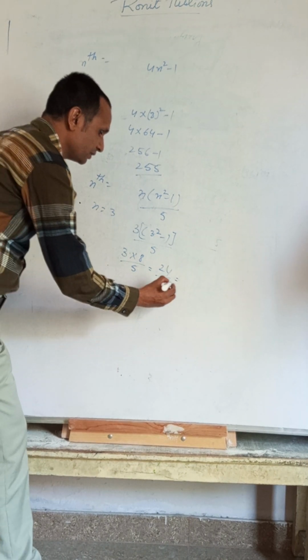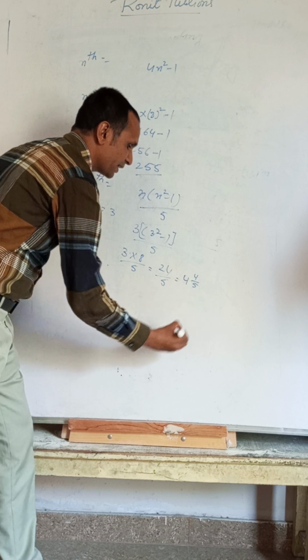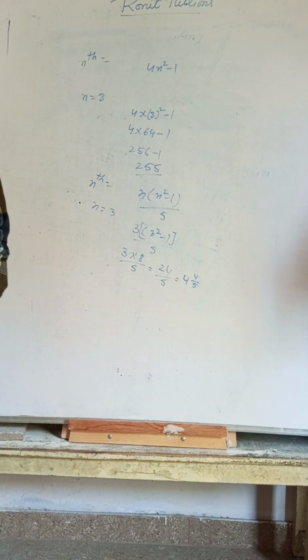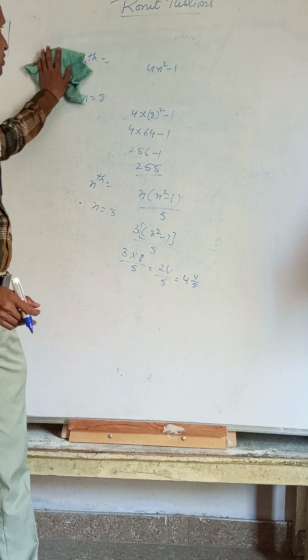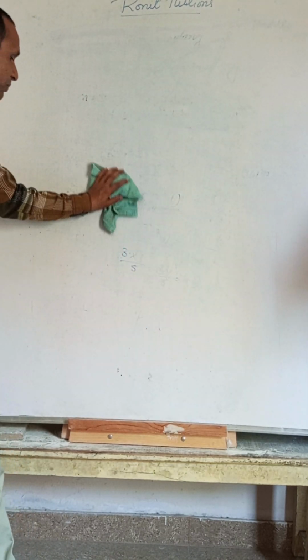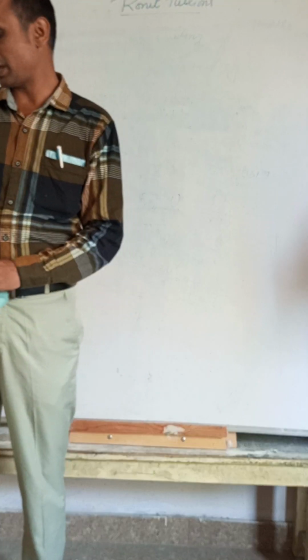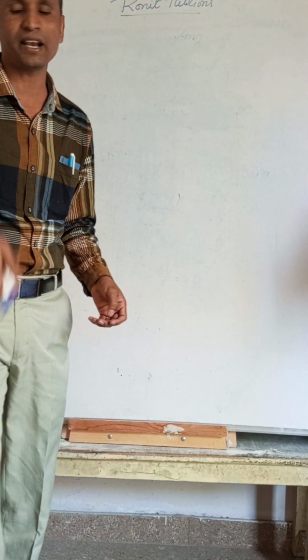We can write it like this, 4 and 4 by 5, or otherwise as 4.8. It can be written in any of these ways. So to find any term in the given AP, we just have to substitute the value of n, whatever n is asked.